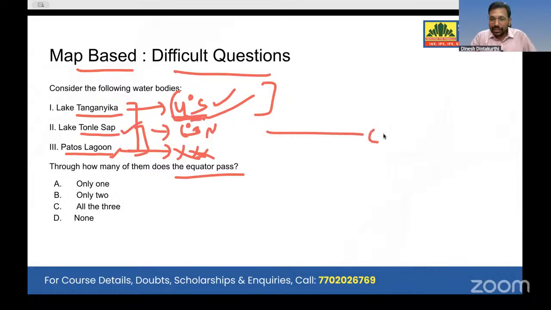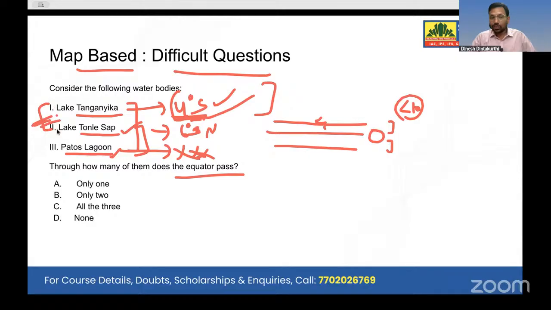So if this is zero, how can we expect lakes or any other water bodies or countries which are just 2 degrees, 3 degrees or less than 10 degrees away? There will be confusion even if you read the atlas. So these two aspects are there in current affairs.